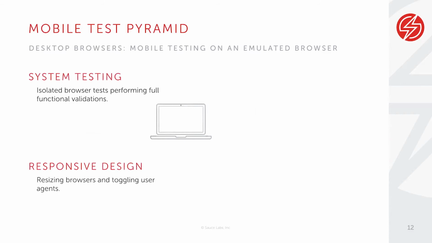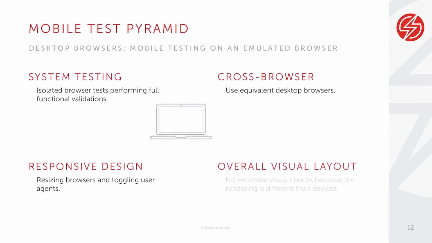So where should you focus on when you have the opportunity? For system testing, you should focus on isolated browser tests performing full functional validations. For responsive design, you can, for example, create a helper that will check if elements are above each other and so on. You can also change the user agents to see what the impact of them is on your web or your hybrid app. For cross-browser, you can, for example, use Safari on a Mac and Chrome on a Linux machine. Overall visual layout can, as it says, give you an overall visual overview, but be aware, it will give you a good impression, but don't rely on it. I will show you that with an example.